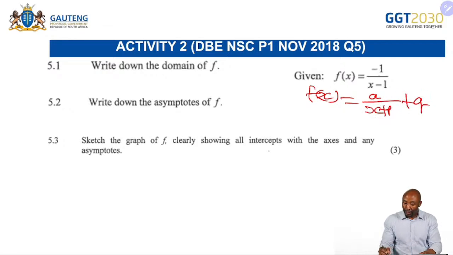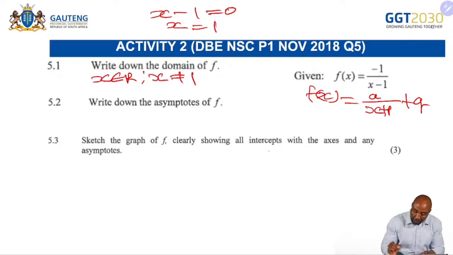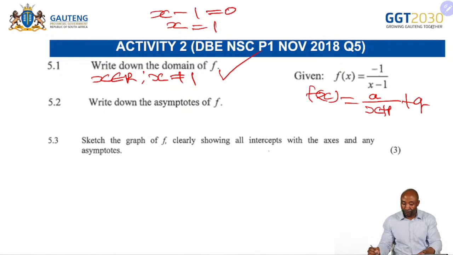Write down the domain. You are able to see that x plus p equals 0, so you are going to take x minus 1 equals 0, because that makes this fraction undefined. Our x is equal to 1, meaning our function is defined for all x an element of real numbers, but our x cannot be equal to 1. That's our domain. You get a mark.